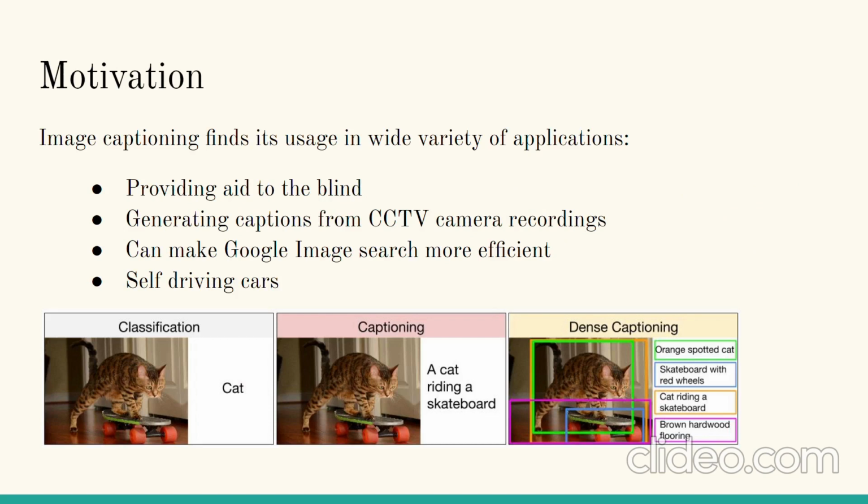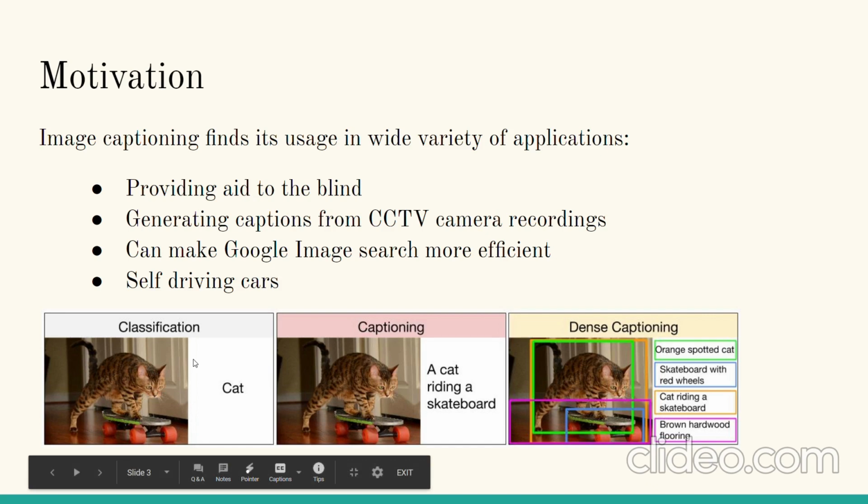So what is the motivation behind this project? Image captioning finds its usage in a wide variety of applications, such as providing aid to the blind for accessing media-based web applications, generating captions from CCTV camera recordings in the area of home security, and Google uses this to make its self-driving cars and image search more efficient. We can see this in an example: first the cat is classified, then captioning is done, and then further a dense captioning is done, which takes into account all the features which are present in the picture.